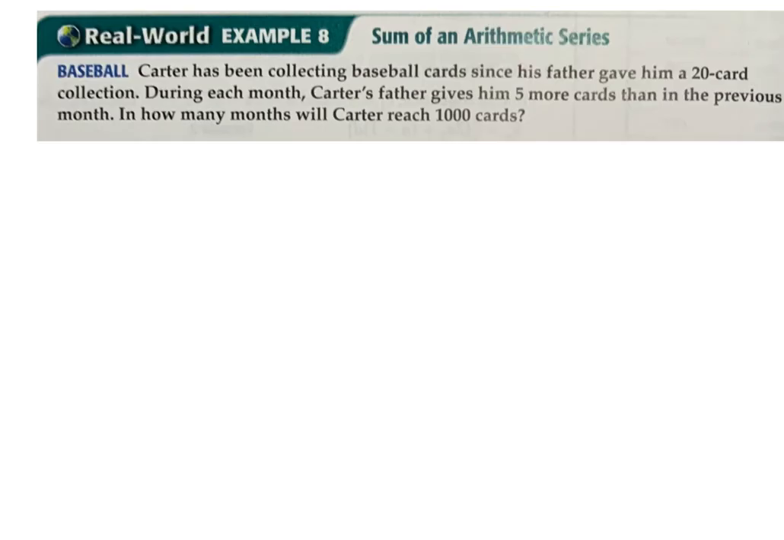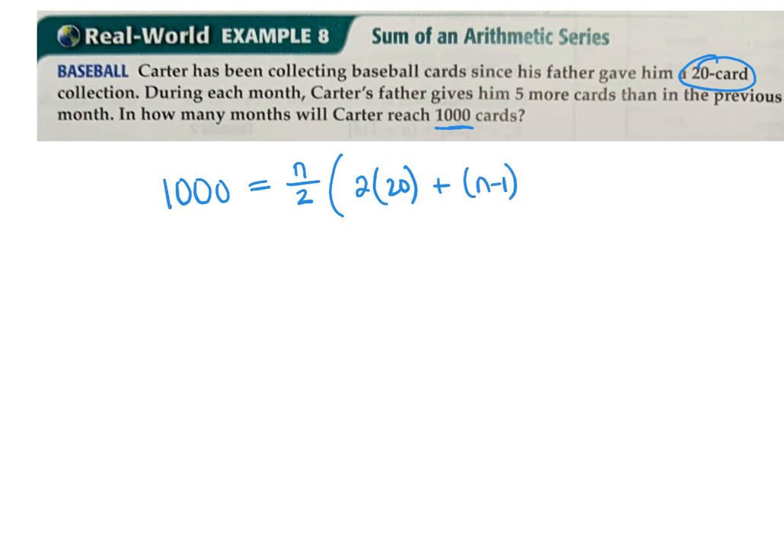Carter has been collecting baseball cards since his father gave him a 20-card collection. During each month, Carter's father has given 5 more cards than the previous month. In how many months will he reach 1,000 cards? 1,000 is my summation. We don't know my n, right? So in this case, we're going to say 2 times my first. He started out with a 20-card collection. Plus, we don't know n minus 1, but we do know d. How many cards does he get per month? 5. And so you're going to back into your n. You're going to solve for it.